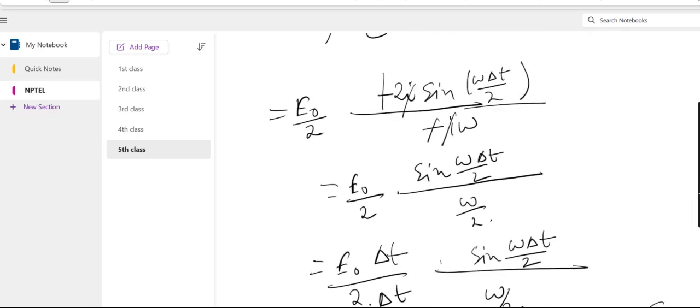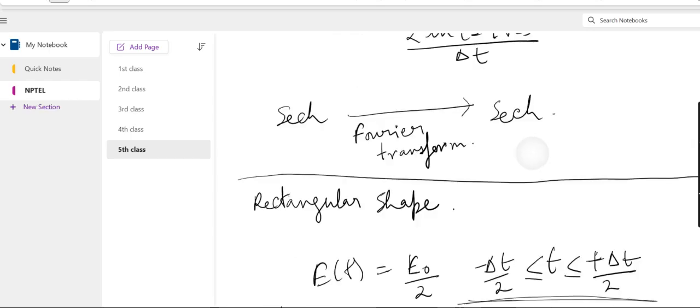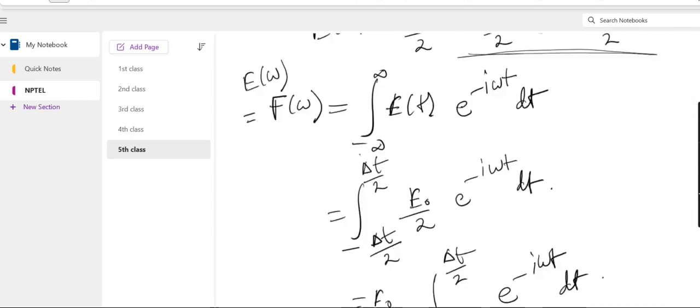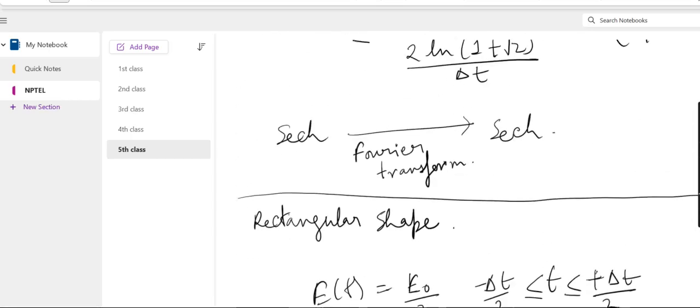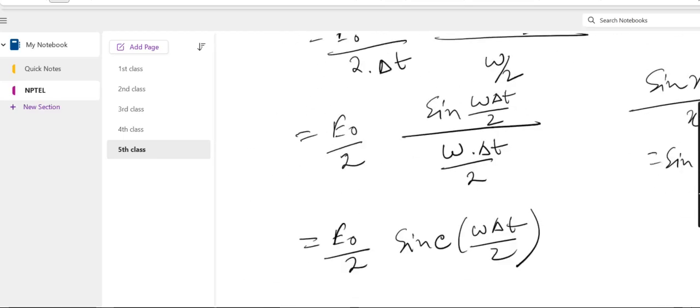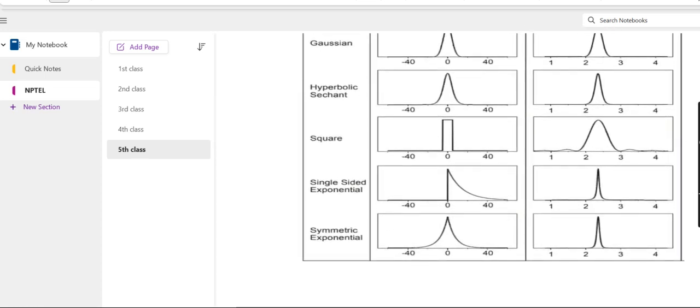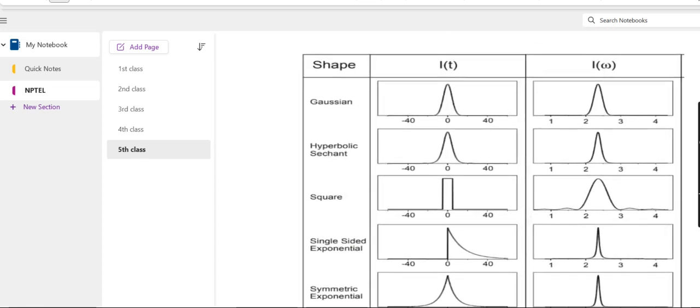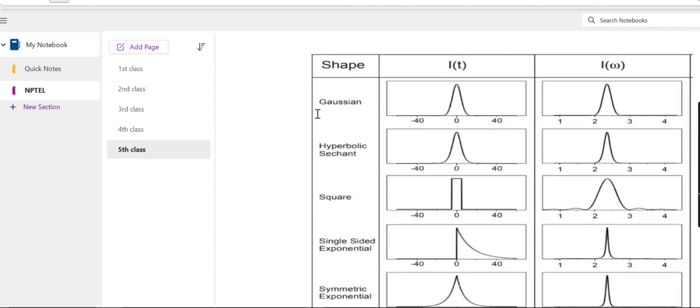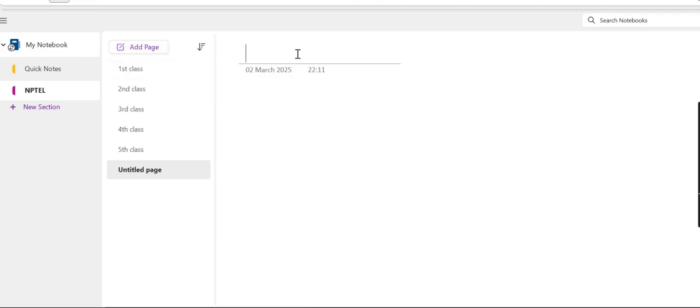The sech function remains sech, the rectangular function becomes a sinc function, and so on. You can see the Gaussian pulse and hyperbolic sech pulse, when they change from the time domain to the frequency domain, are with changes. And now starts the sixth class.